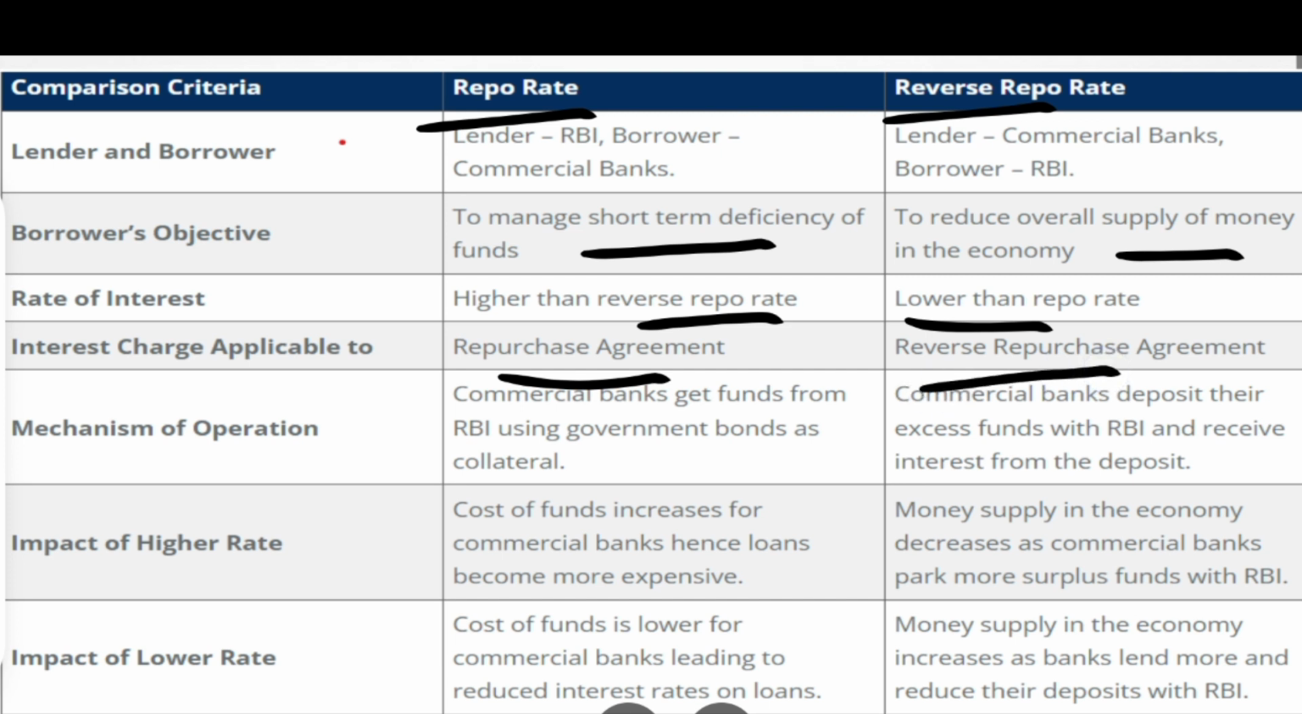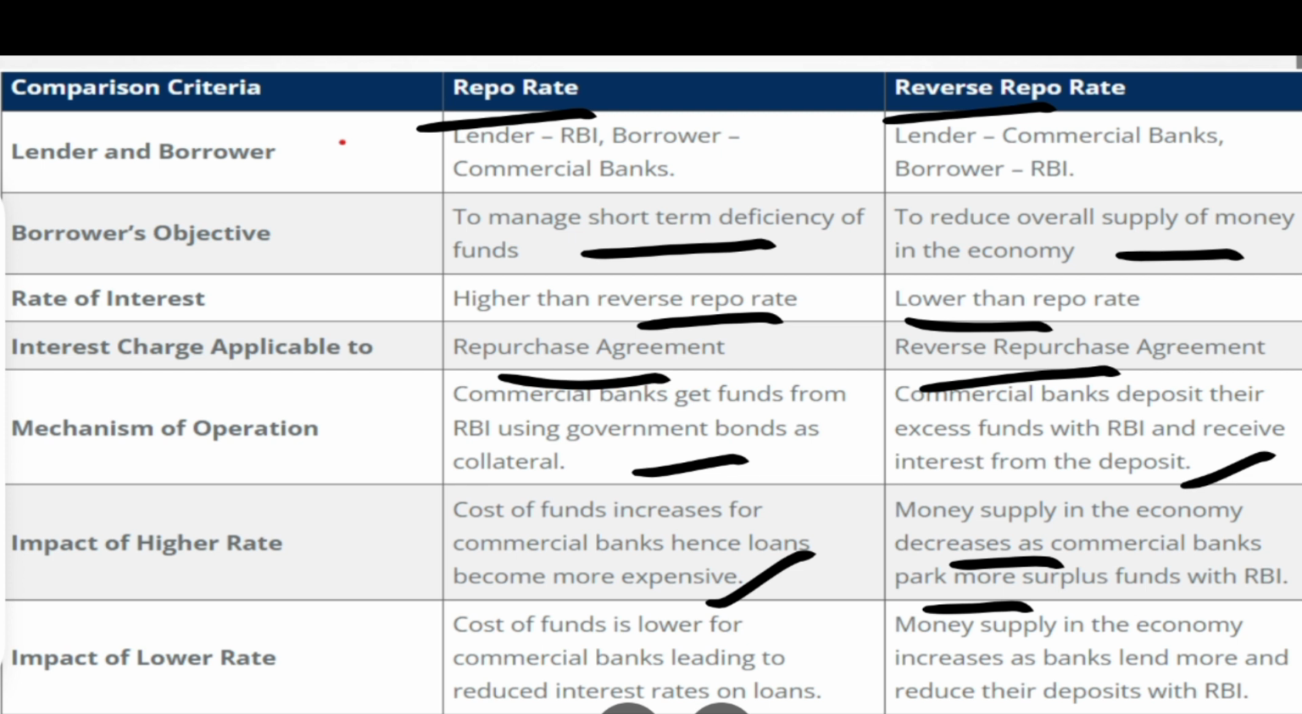So how does this work? The commercial banks get funds from RBI using government bonds and collateral securities. This is repo rate. And commercial banks deposit their extra funds with RBI and receive money for that in the form of interest. The cost of funds increases for commercial banks, hence the loans become more expensive when the repo rate is increased. So money supply in the economy decreases.